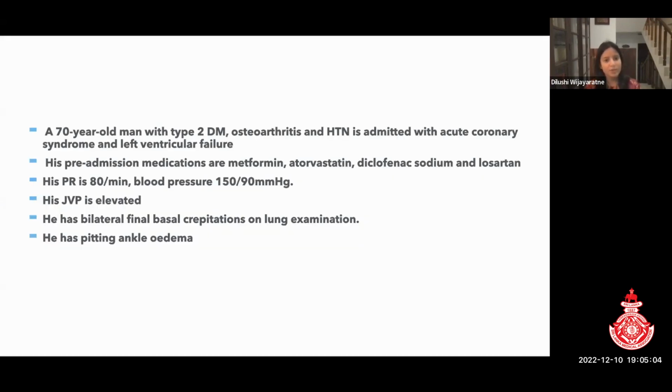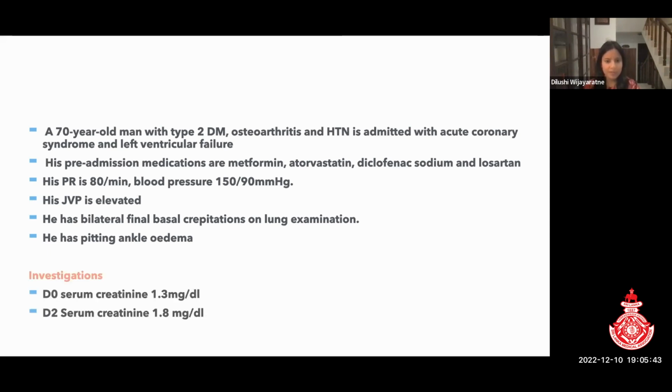Think of a 70-year-old man with type 2 diabetes, osteoarthritis, and hypertension, who is admitted with an acute coronary syndrome and left ventricular failure. His pre-admission medications are metformin, atorvastatin, and diclofenac sodium with osteoarthritis and losartan. So when he is examined, his pulse rate is 80 per minute, his blood pressure is 150/90, JVP is elevated, and he has bilateral fine basal crepitations on lung examination, which suggests pulmonary edema, and he has pitting ankle edema.